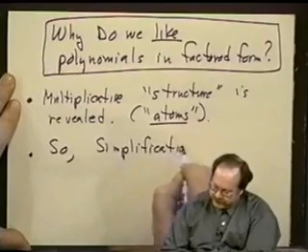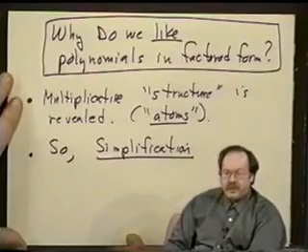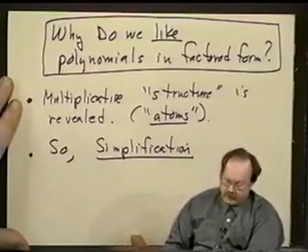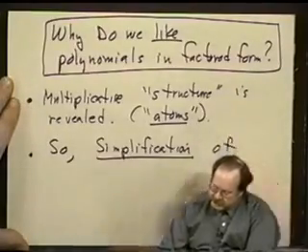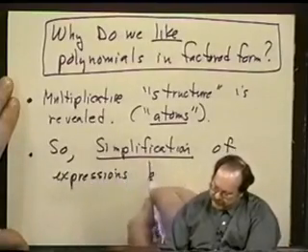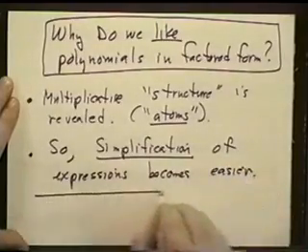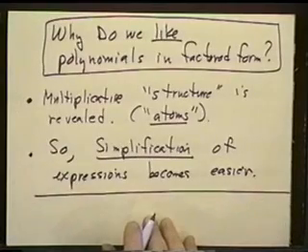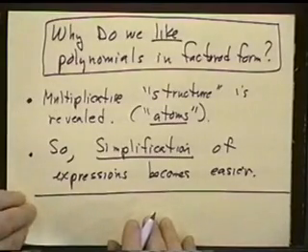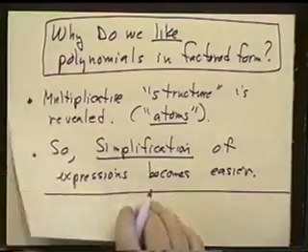Simplification. And remember, we're always trying to simplify our expressions in mathematics to the point where they're so easy that we don't have to think about them anymore. So simplification of expressions becomes easier. Okay? That's why we like polynomials in factored form. Because with the structure revealed, we can simplify things more easily. And if you study further mathematics, that structure will be important. Okay. Now you have an idea why we want it.